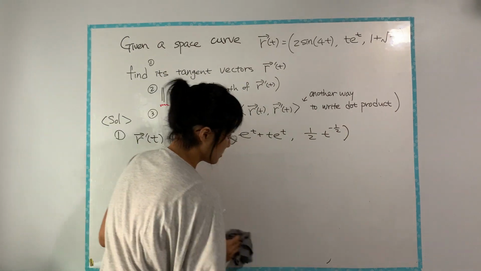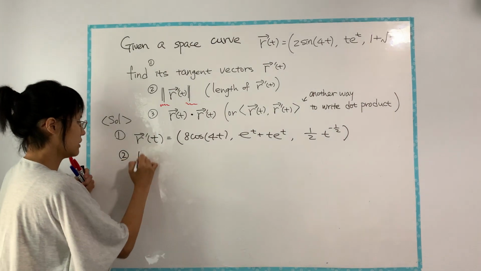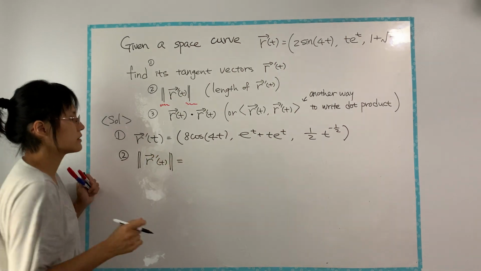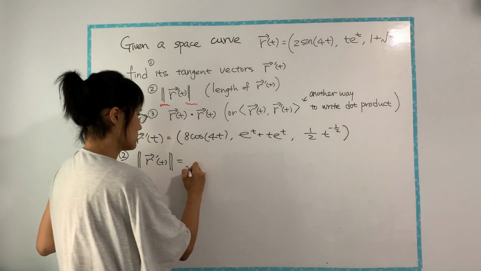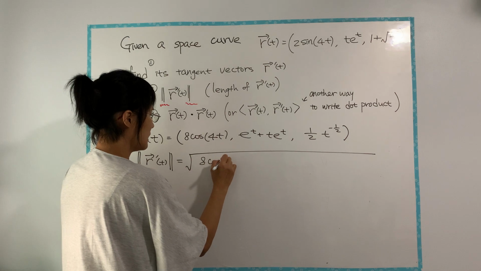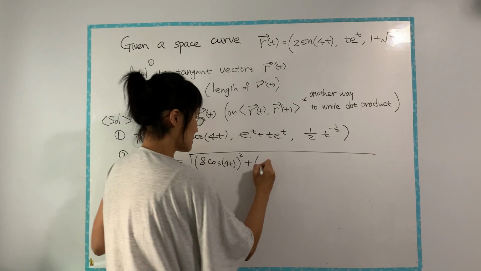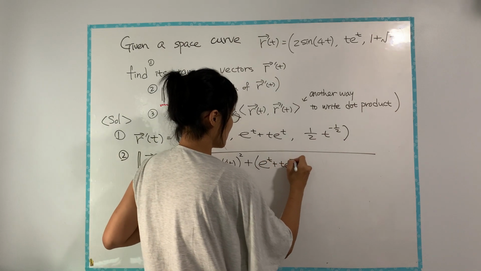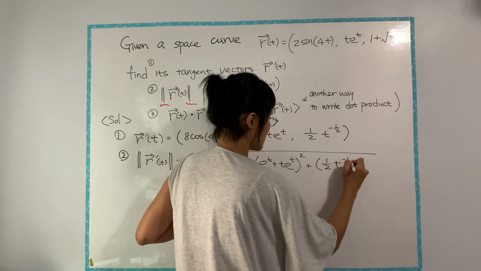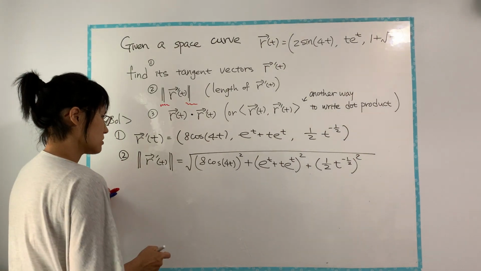Okay, 2. We found the vector r prime of t, and we're looking for the length of this vector. What is the formula for the length of a vector? Square root of x component squared plus y component squared plus z component squared. That's straightforward as that, right?